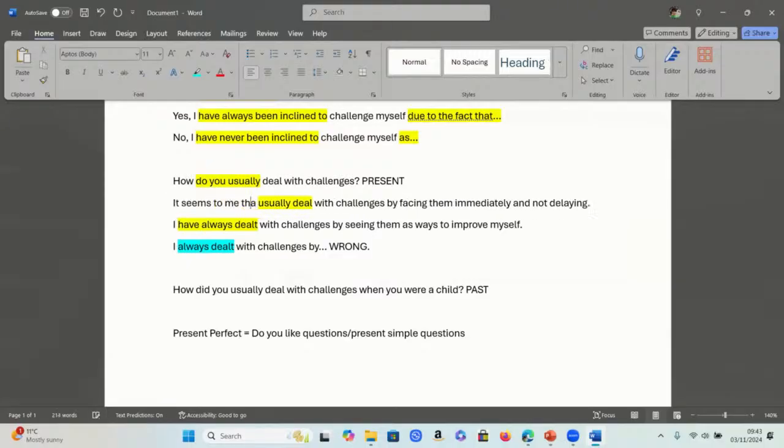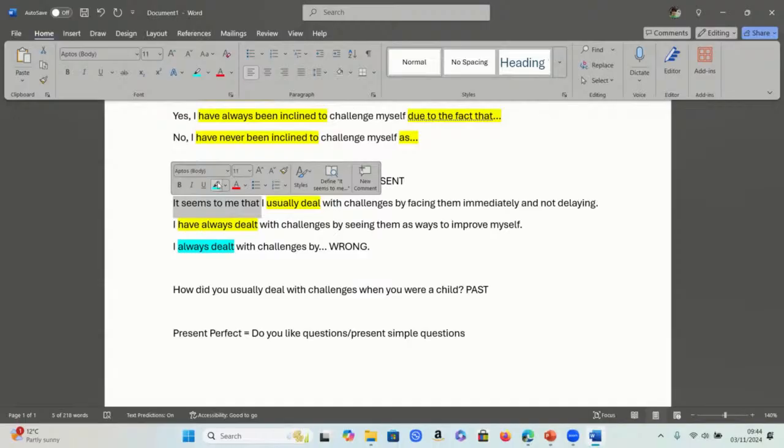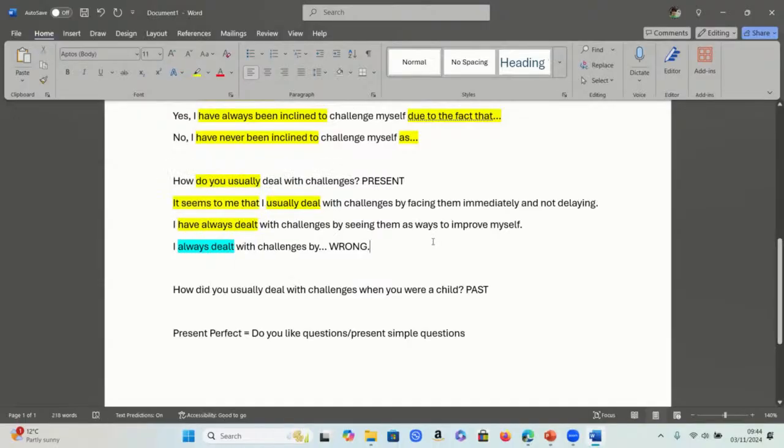To me, that I usually deal with challenges. You could try to be clever and say, I have always been inclined to deal with challenges. Sounds a bit complicated for you to put together, but that's the idea. So you could say, it seems to me that I think that's probably the easiest one to put in without being too complicated sounding and destroying it. So there you go. You can get the sentence frames in as well.